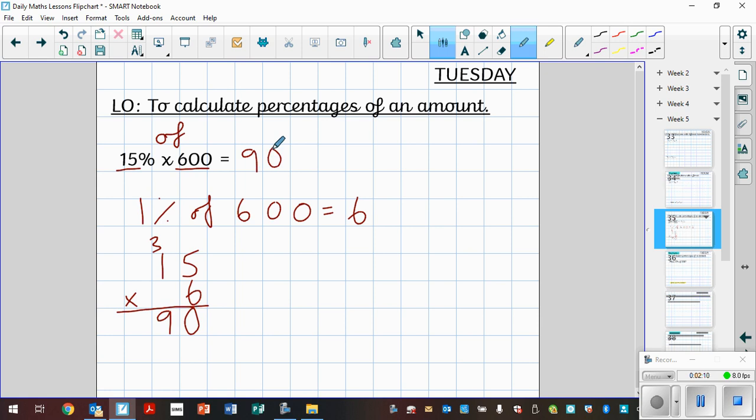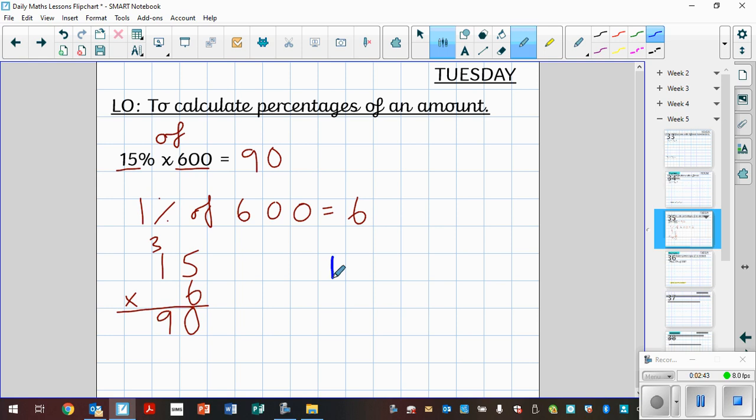Now let's have a look at a different way, because there are different ways in maths of working out an answer. Some of you may prefer this way, and it's absolutely up to you to decide which method you use. You might want to try both methods to see which way you prefer. This time, we are looking at the same question, what is 15% of 600, but we're going to do it differently. One way we can do that is work out what 10% of 600 is, and then what 5% of 600 is, and add those together.